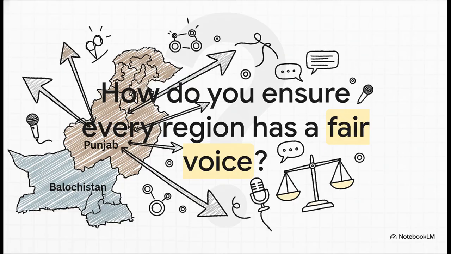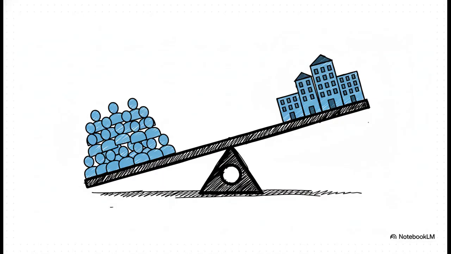Okay, let's just start with the fundamental problem that any federation faces. So you've got Pakistan, which is made up of provinces with wildly different populations. I mean, you look at Punjab, it has a massive population, especially compared to a province like Balochistan. So the big question is, how do you stop the bigger guys from completely drowning out the voices of the smaller ones? Well, Pakistan's parliament tackles this head-on with a two-house system.